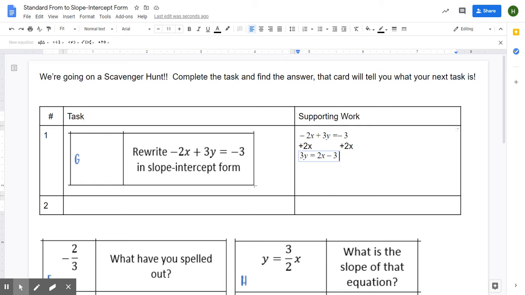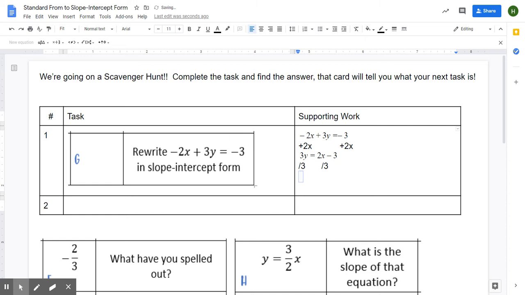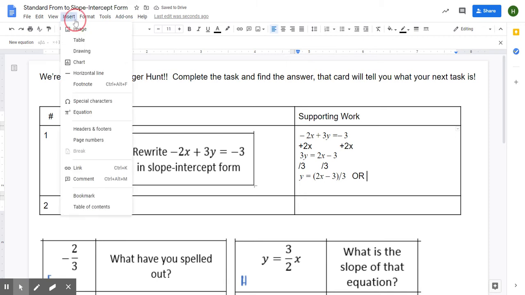The y is not quite by itself yet, so how can we undo that 3 times y? That's right. We need to divide both sides by 3. So when we do that, I'm going to insert a new equation. 3y divided by 3 is now equal to y. So y equals. So we have a couple of ways we can do this. We can say 2x minus 3, and that whole thing has been divided by 3. Or we can divide each one individually, which is what we're going to be more used to for slope-intercept form.